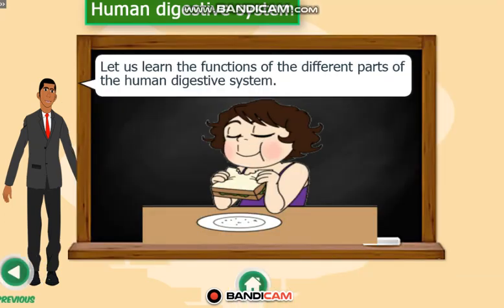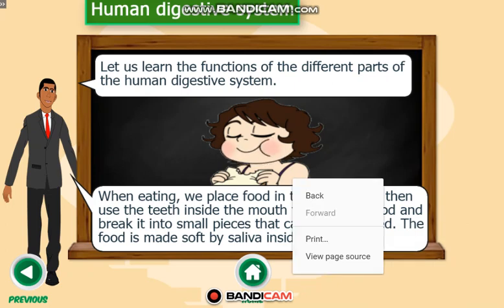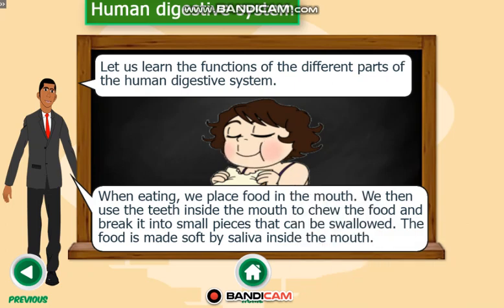Let us learn the functions of the different parts of the human digestive system. When eating, we place food in the mouth. We then use the teeth inside the mouth to chew the food and break it into small pieces that can be swallowed. The food is made soft by saliva inside the mouth.